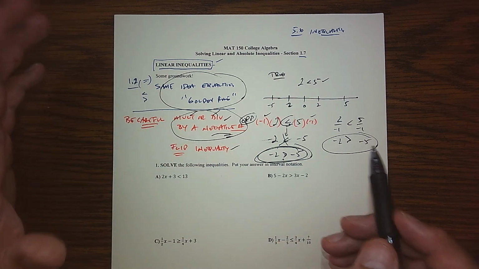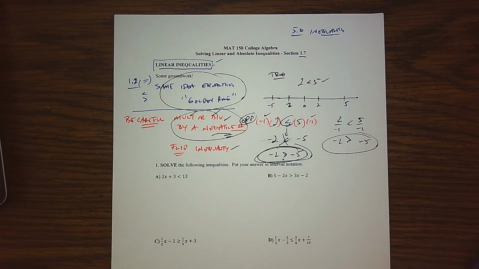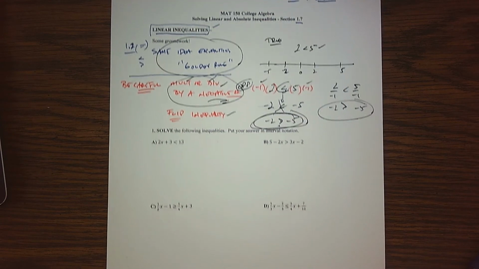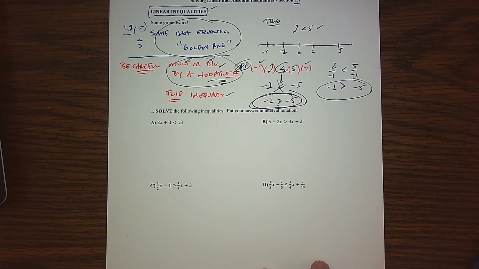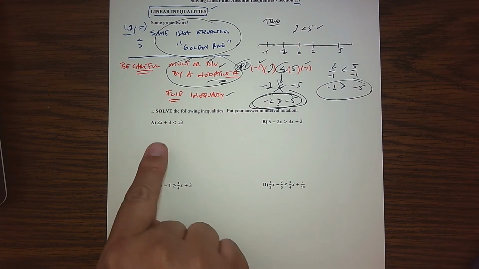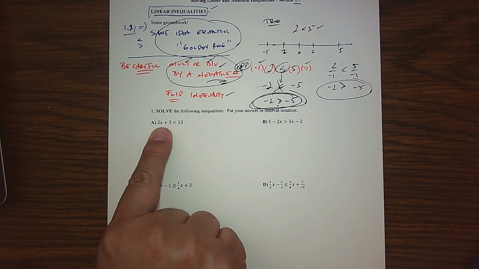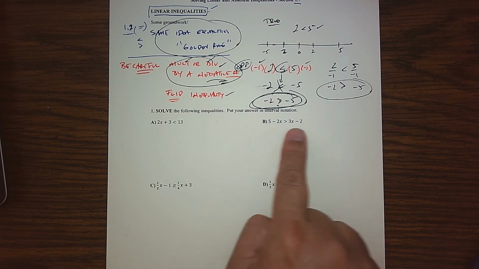And that's basically it. That's the one big nuance in terms of solving these things. So there's the groundwork. With that groundwork out of the way, let's go solve some linear inequalities. I know these are all linear inequalities because that's a line, right? mx plus b.